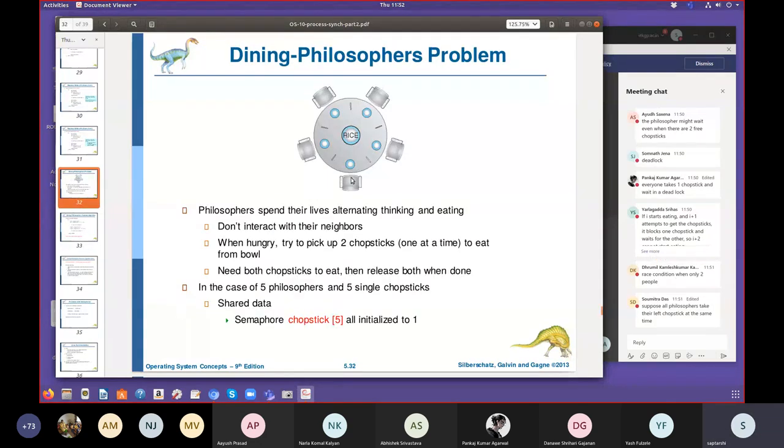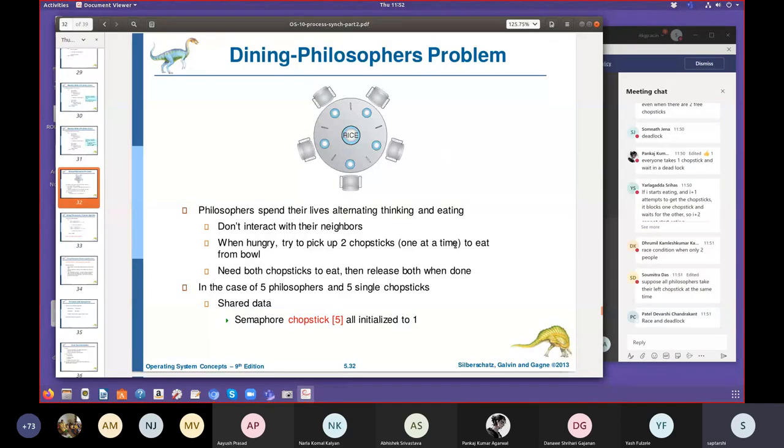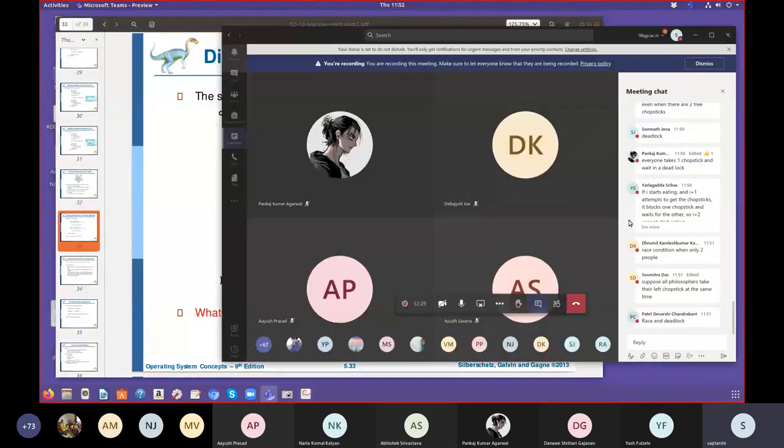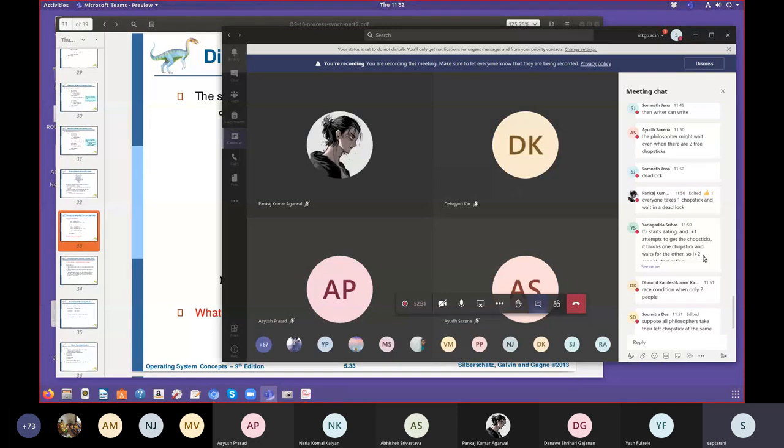We are telling that, say, this philosopher who is at the lowest end of the table, I mean, looking at the slide, of course, a round table does not have any lowest end, but looking at the slide, this philosopher will only try to access these 2 chopsticks. Even if the upper 2 chopsticks are free, this philosopher won't try to jump and grab those 2 chopsticks. So that is not the problem with the algorithm. That is how we are defining the situation. You are right, a philosopher might wait even when there are two free chopsticks, but that is how we have defined it. A philosopher will only try to access the two chopsticks closest to him or her.